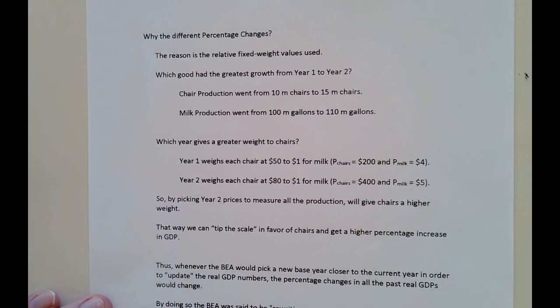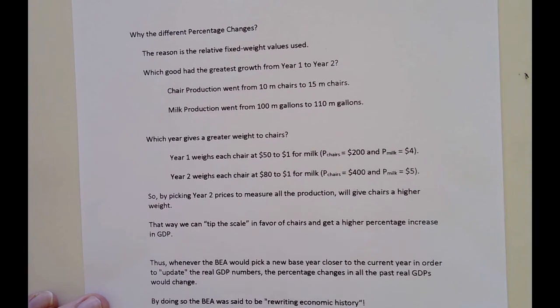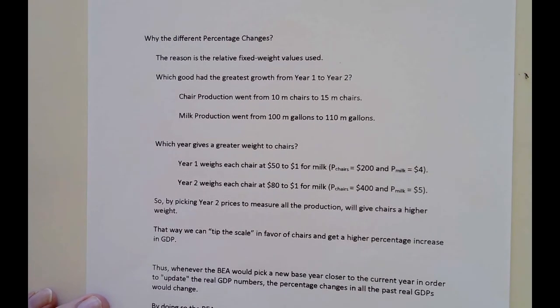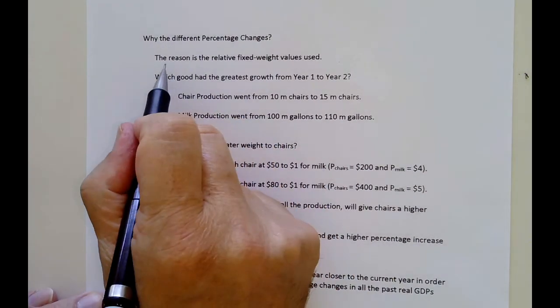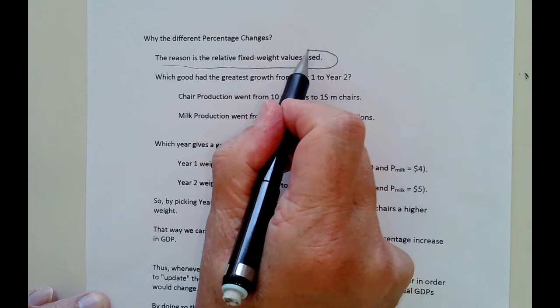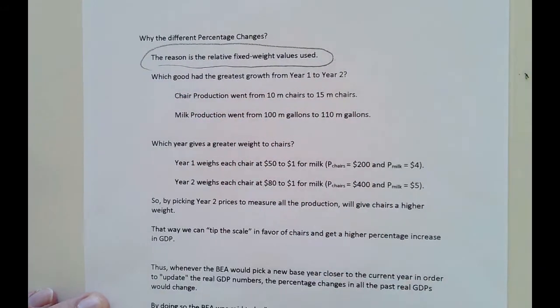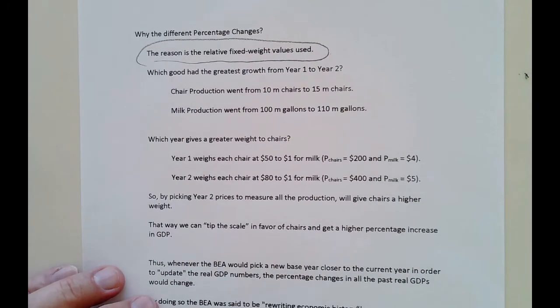So the question is, why does this happen? Why do we have two different percent changes? And the answer is because we're using different fixed weight values with different base years. So think about it. How can we, again, cherry pick the numbers so we can sort of tip the scale and make things look better?